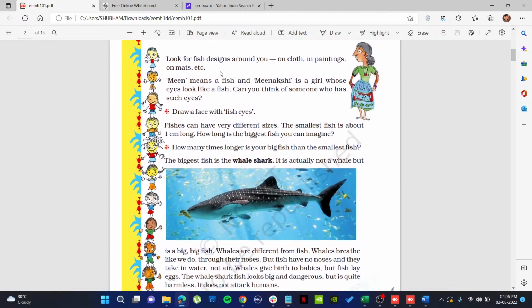Look for fish design around you on cloth, in painting, on mats, etc. We can see design of fishes in lots of places like on cloth, in paintings and some other places.